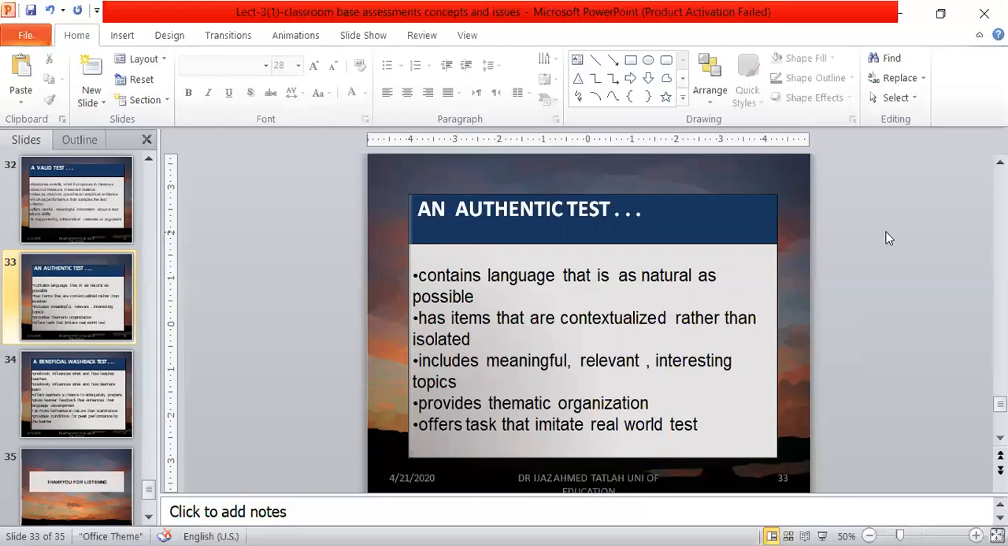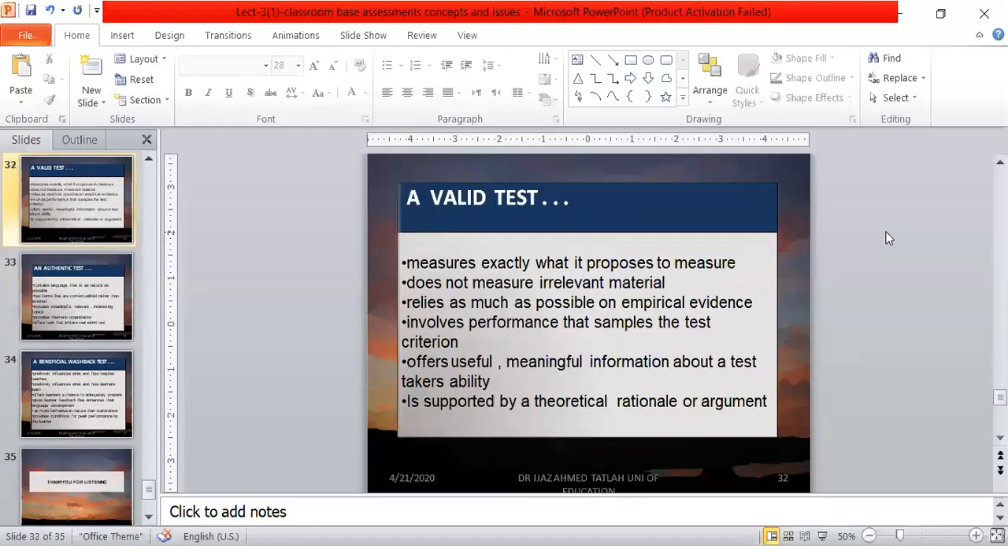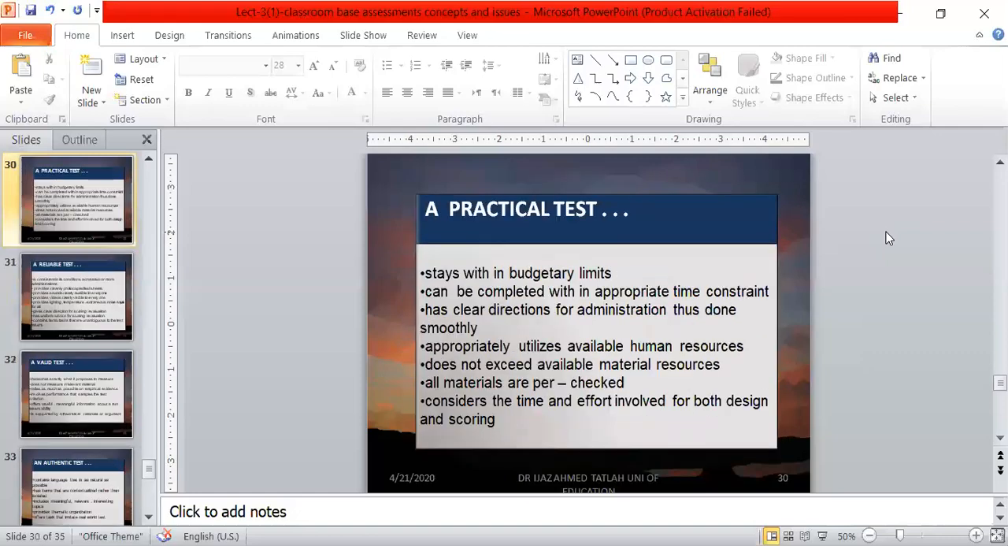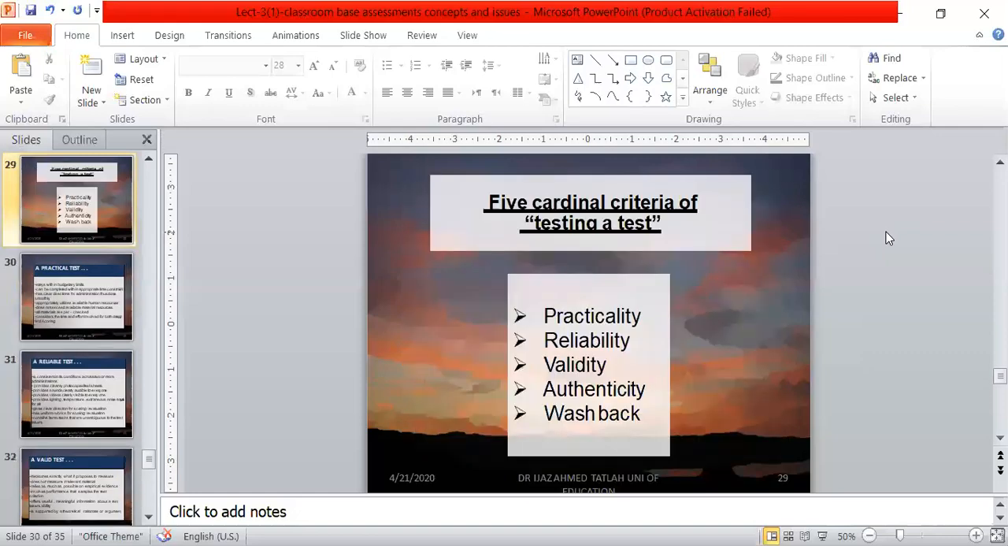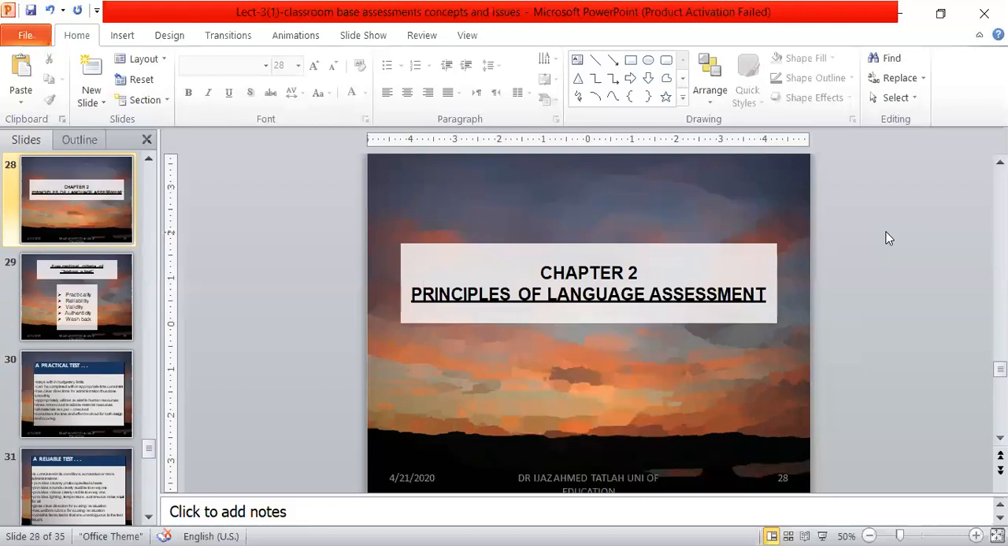Because all of these activities have to go through the classroom. So, if authenticity, validity, reliability, and practicality are kept in mind while making a test, the test based on these criteria might be a good test.